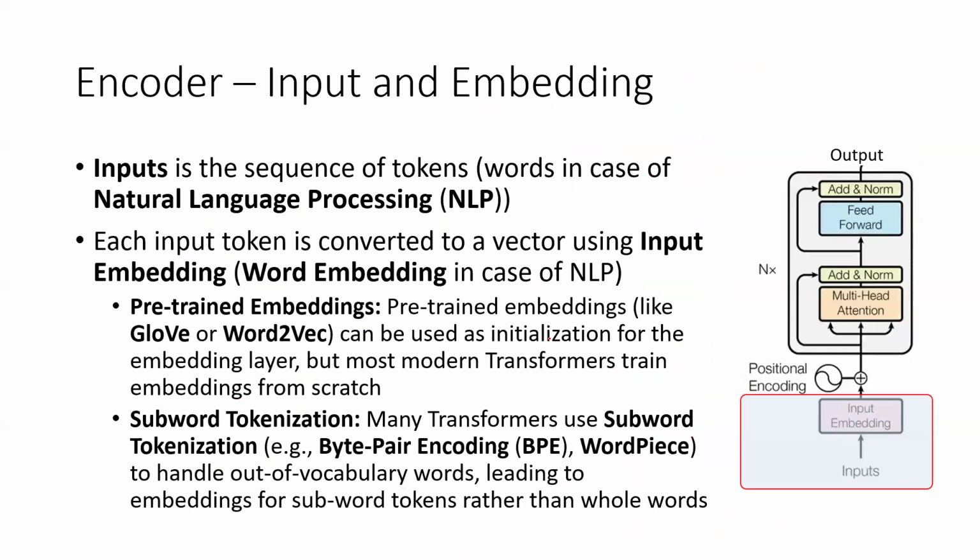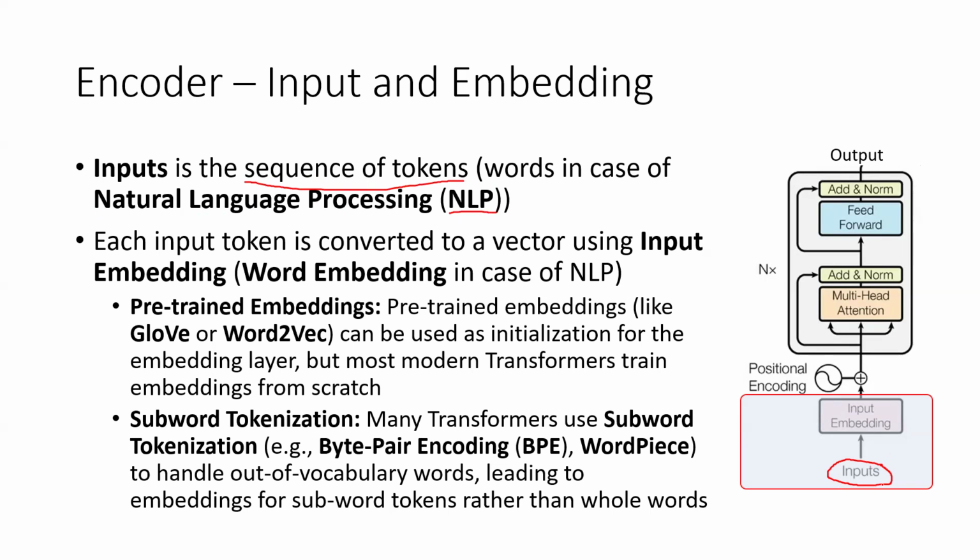So let's start with the encoder input and embedding. Right? So what is this input? This is the text input that we are giving to the model. Right? So these are sequences of tokens or a set of words, right? That is used in NLP, natural language processing.